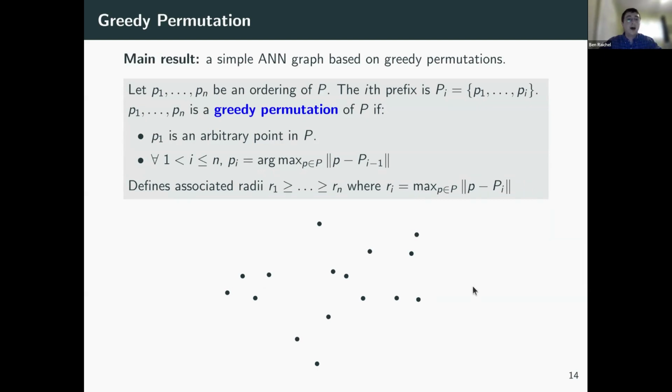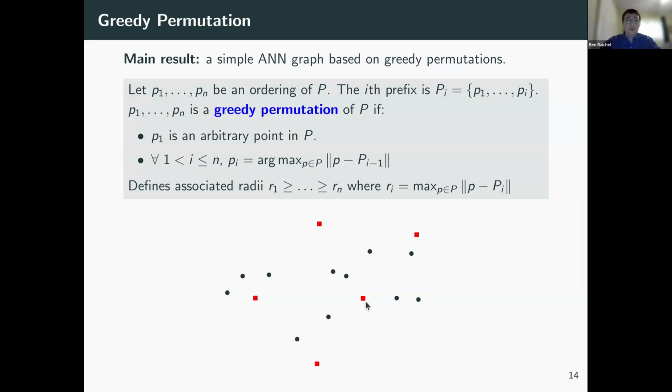Okay, so I have my point set. I pick an arbitrary point. This is P1. Then I pick the point furthest away from that. That's P2. That's over here. Then I pick the point furthest away from these 2 points. That's this third point. Then I pick the point furthest away from those. That's this fourth point. The furthest from those 4 is this point. So I can keep going and I can build up the whole permutation. If you're familiar with k-center clustering, this is essentially the 2 approximation algorithm for k-center clustering.